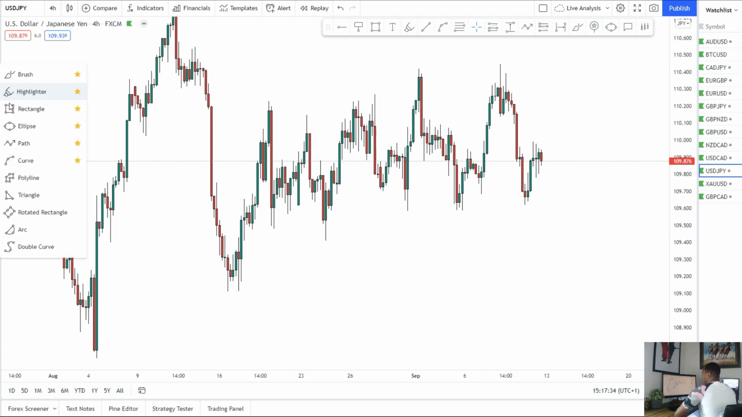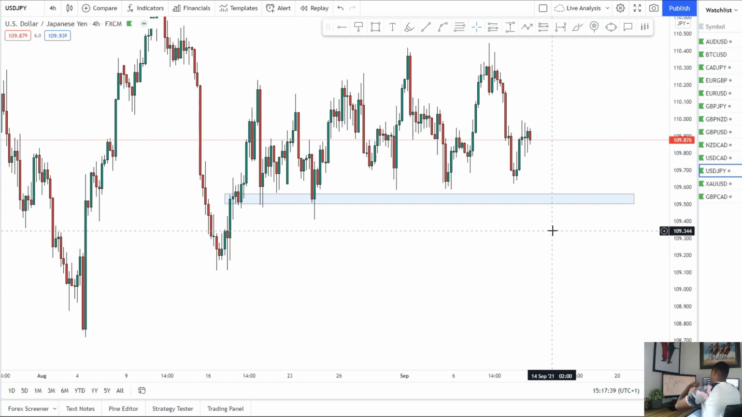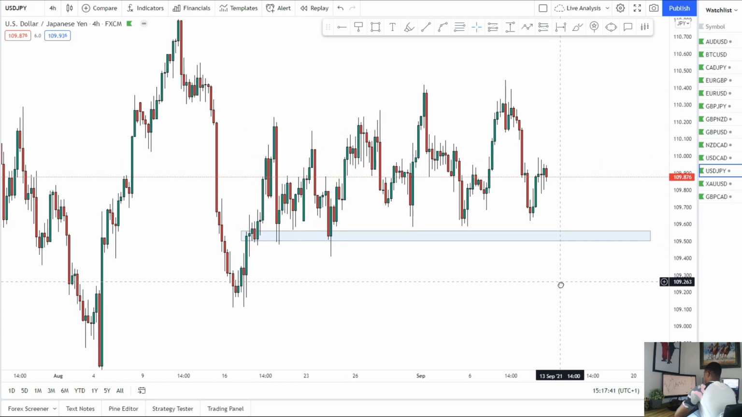And I also did say, if we do have a break of this support as well, we can look to sell on the retest of it, as price breaks through, on the break and retest opportunity.